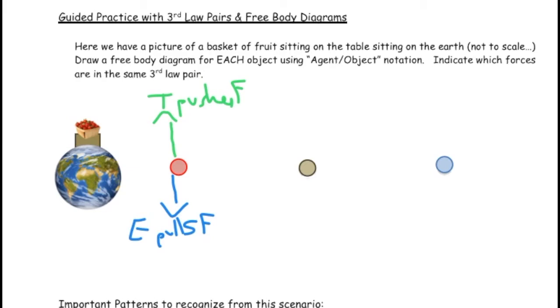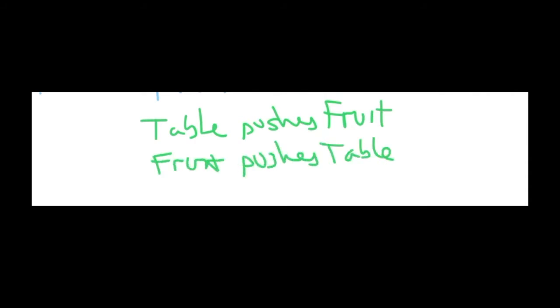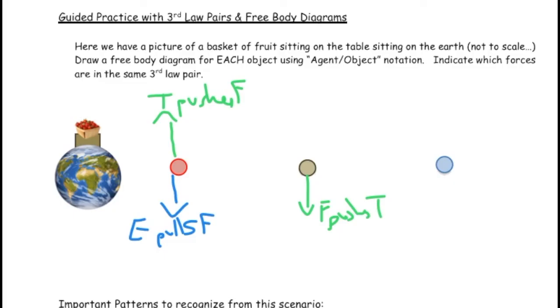If the table is pushing the fruit up, that means the fruit is pushing the table down. This is a third law pair. These 2 forces are the same size and in opposite direction. In the sentence, fruit pushes table, table is the object. Therefore, that force gets drawn on the table. The forces on the fruit are balanced, meaning it won't change speed or direction.